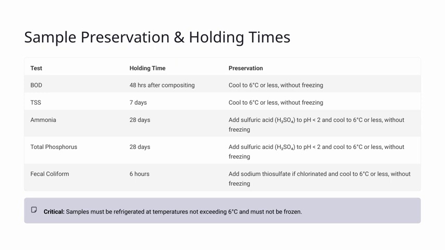For BOD, the sample needs to be analyzed within 48 hours after compositing, and it must be cooled to 6 degrees Celsius or less, without freezing. For TSS, you have a slightly longer window, 7 days, under the same cooling conditions. When it comes to ammonia, you have 28 days, but here you need to add sulfuric acid to bring the pH below 2 and keep it cold, again without freezing.